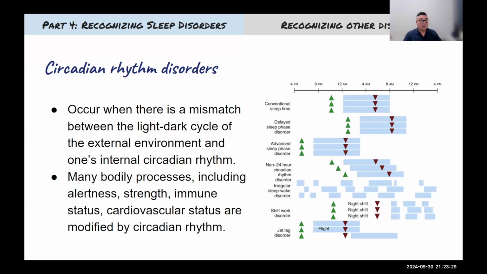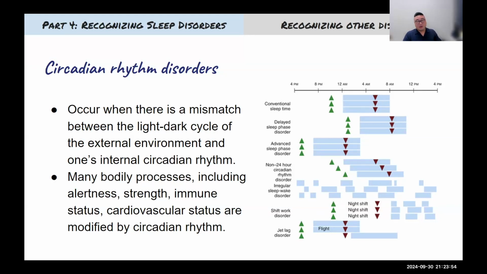of the external environment. And I've illustrated on your screen on the right-hand side a variety of circadian rhythm disorders, the most common of which would be the delayed sleep phase disorder, where the person's internal body clock is naturally set later than the light-dark cycle of the external environment. These people sleep late and wake up late. 1 in 10 people with insomnia actually have this as the reason why they have problems falling asleep and staying asleep. The opposite of which would be advanced sleep phase disorder.